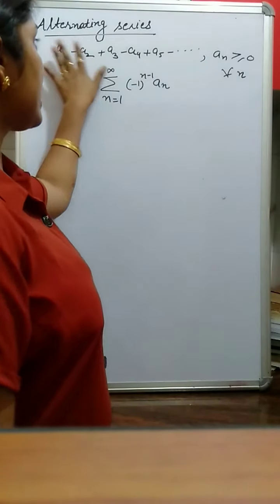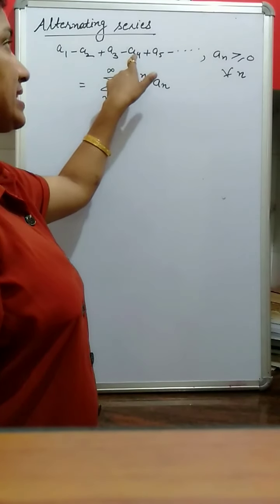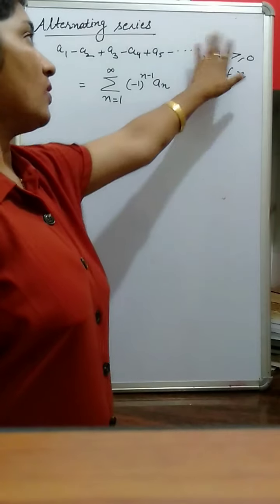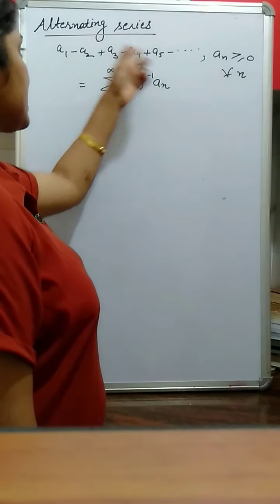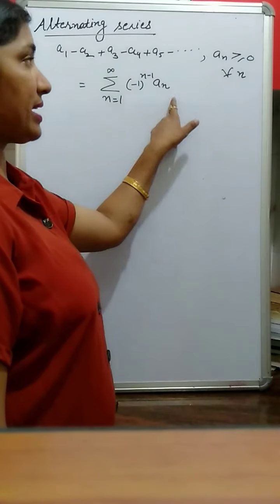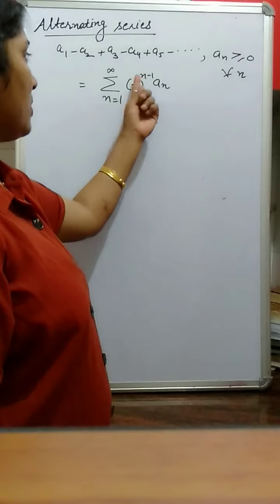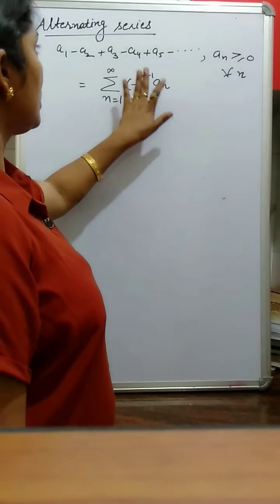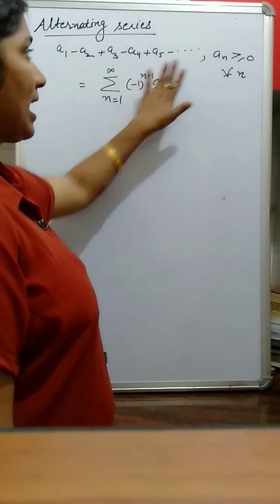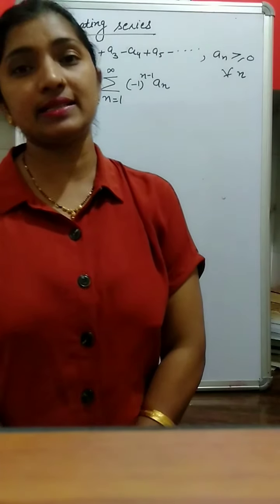The general expression for this type of series is like a1 minus a2 plus a3 minus a4 and so on, where all the an's are non-negative. We write this expression as summation of minus 1 raised to the power n minus 1 into an, where n varies from 1 to infinity. You can easily check. When we put n equal to 1, it is positive a1. Put n equal to 2, it is minus a2, and so on. So this is the general expression for an alternating series.